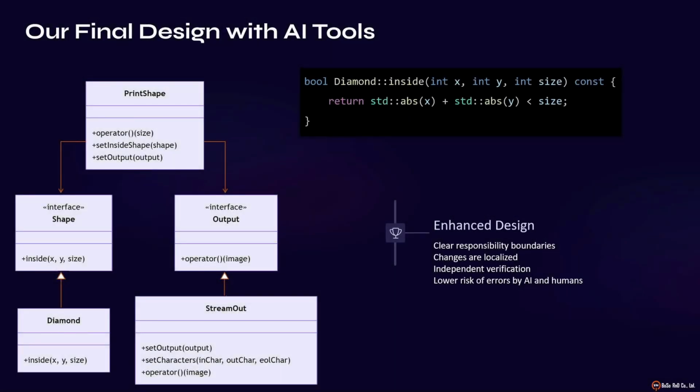Based on these solid principles, we completed a design that considered clearly separated roles and responsibilities and flexible extensibility. In the final design, the diamond shape code generated by AI became much simpler and clearer. With the separation of shape definition and output method, the role of each module became clear, and it acquired an architecture that could flexibly respond to changes. It was like Lego blocks, where each part could be handled independently and easily assembled or replaced as needed.